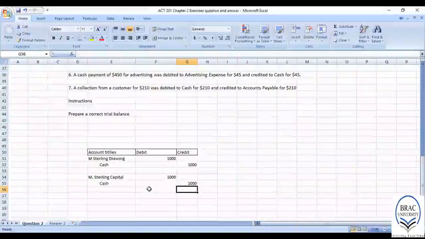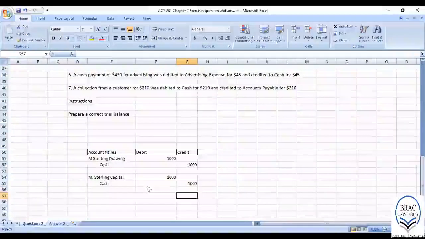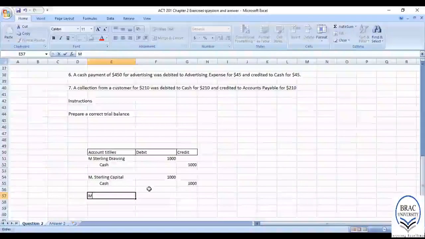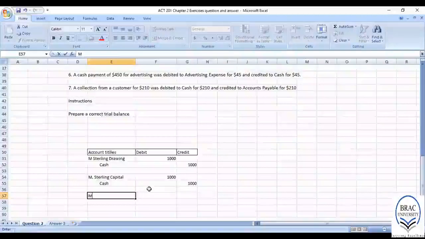So when we need to correct this mistake, we need to reverse the journal entries. As we already see, the cash entry is correct, so we do not need to do anything with that entry. We just need to reverse the other two entries. So the new entry should be debit M Sterling Drawing and credit M Sterling Capital for $1,000.